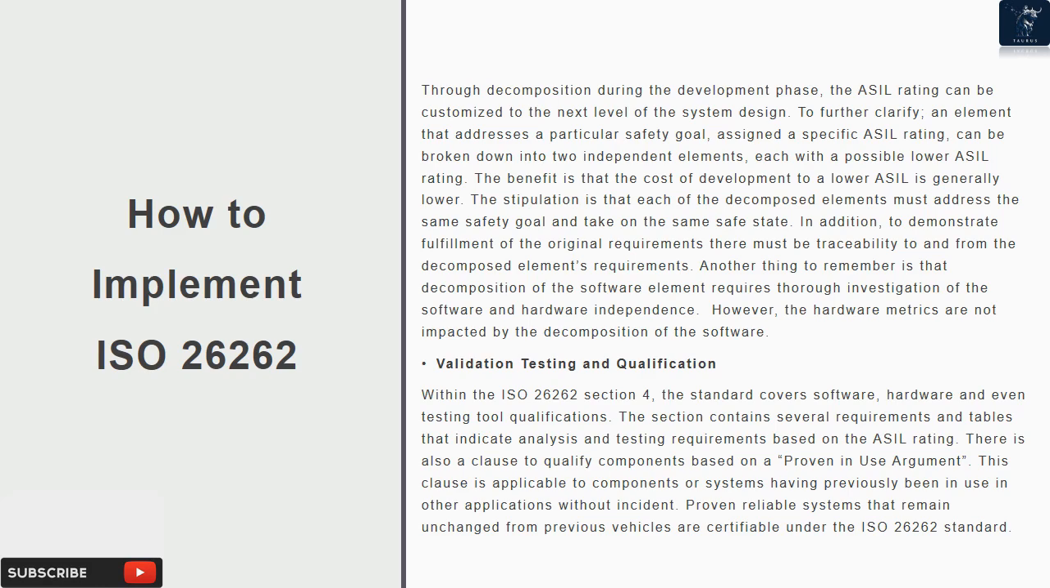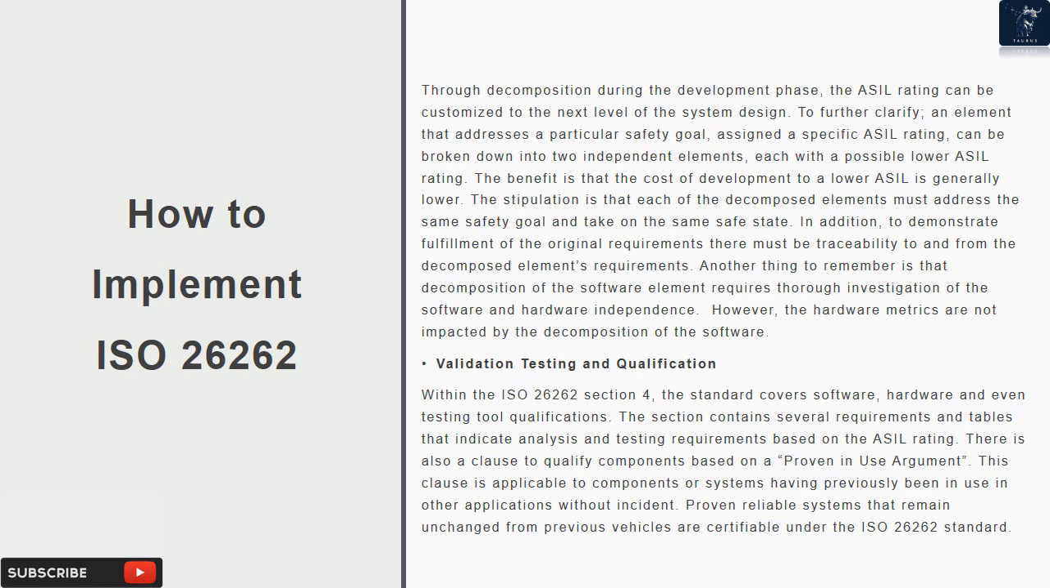To further clarify, an element that addresses a particular safety goal, assigned a specific ASIL rating, can be broken down into 2 independent elements, each with a possible lower ASIL rating. The benefit is that the cost of development to a lower ASIL is generally lower. The stipulation is that each of the decomposed elements must address the same safety goal and take on the same safe state. In addition, to demonstrate fulfillment of the original requirements, there must be traceability to and from the decomposed elements' requirements. Another thing to remember is that decomposition of the software element requires thorough investigation of the software and hardware independence. However, the hardware metrics are not impacted by the decomposition of the software.